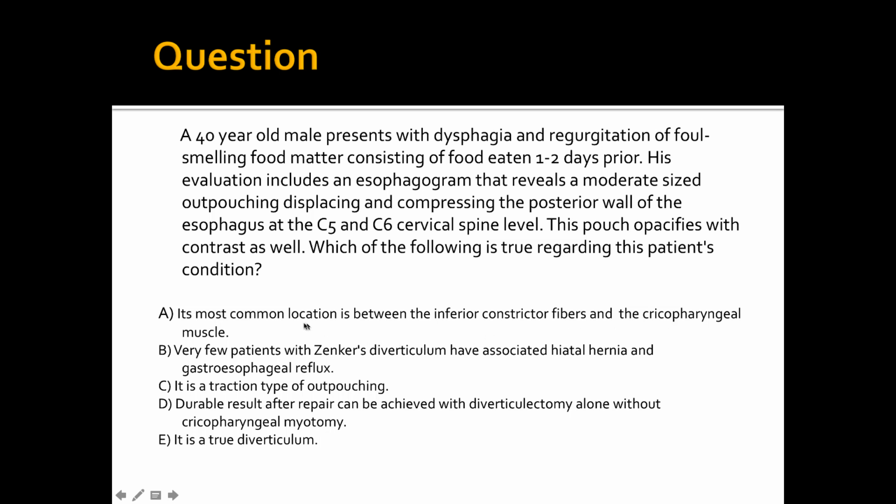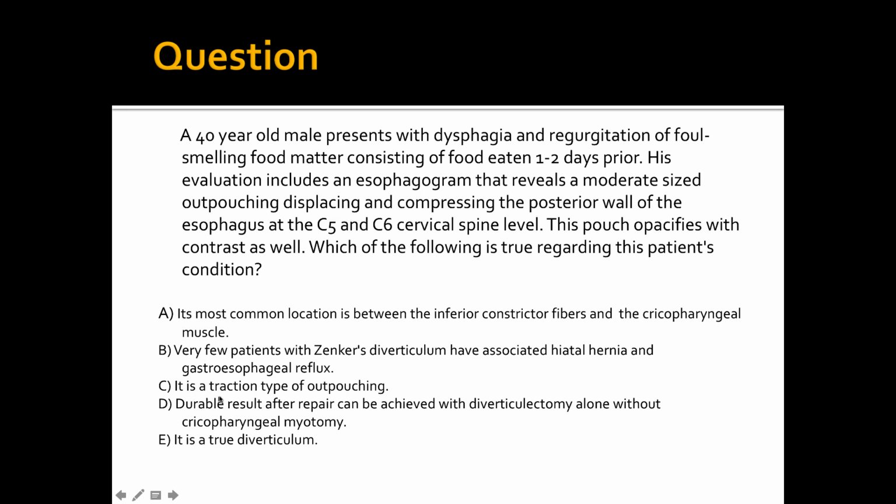So this is probably the right answer, where the patient has a false diverticulum in the left neck with an air fluid level through the potential weak spot. Very few patients with Zenker's have associated hiatal hernia. So this is false because most patients with diverticula, cricopharyngeal hypertrophy, and hiatal hernia have some kind of esophageal dysmotility. So they all go hand in hand.